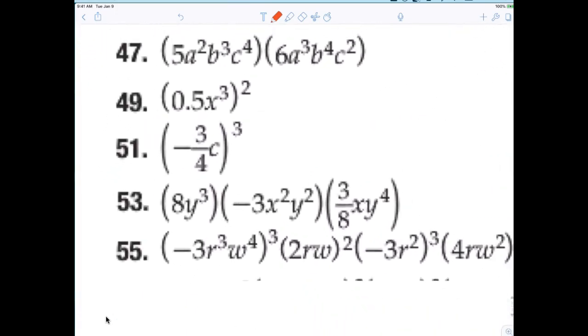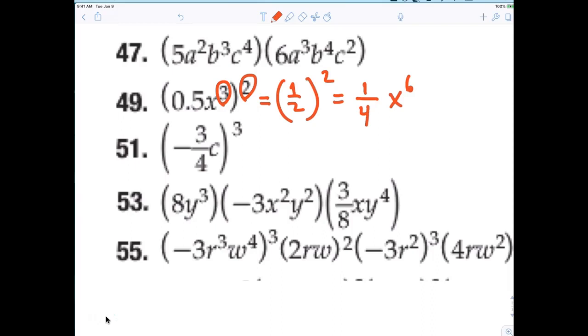All right, now my recommendation for 49 is to think of decimals as fractions. All right, I would not say 0.5. I would say that is 1/2. And so now we're squaring 1/2. Squaring 1/2 is easier, in my opinion, than squaring 0.5. 1/2 squared, you should be able to see that's just 1/4. Right? You square the numerator and square the denominator. And then x cubed squared would be x to the 6th. All right.